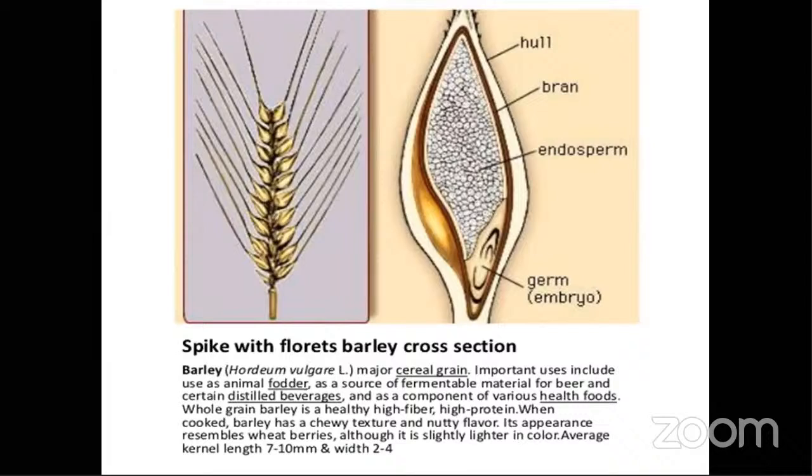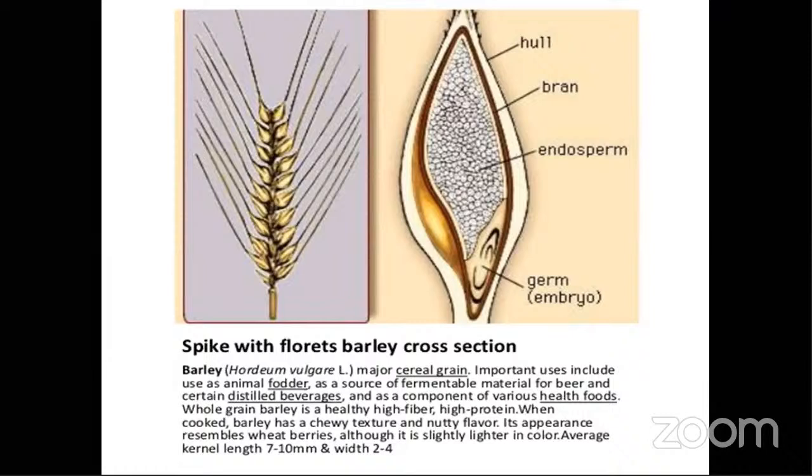The scientific name of barley is Hordeum vulgare, and that is why its protein is known by the name hordein, H-O-R-D-E-I-N. So this barley is used as animal fodder also. It is used as a source of fermentable material for beer and other distilled beverages. And it is also considered a healthy food, because it is rich in fiber, rich in protein, and rich in enzymes also.